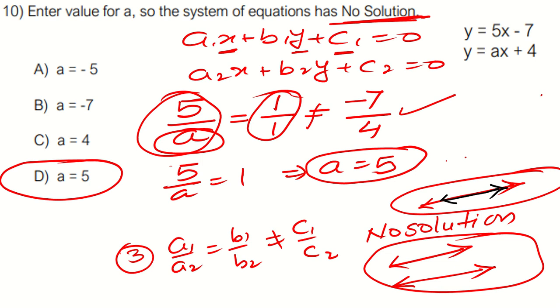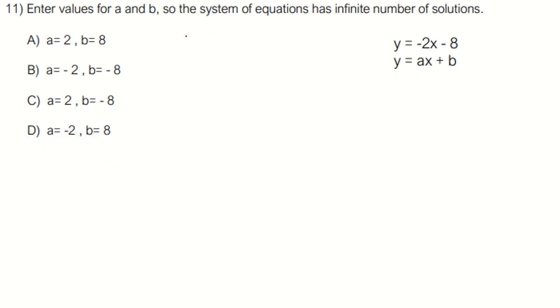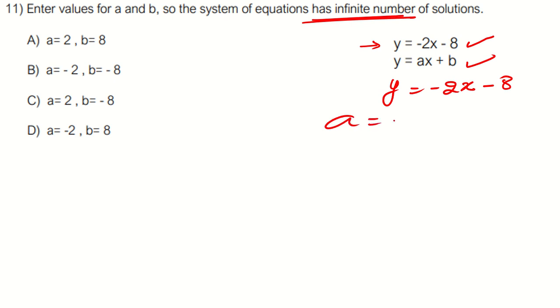Okay. Now next is enter values of a and b so that the system of equations has an infinite number of solutions. Infinite number of solutions means both equations should be the same. So see, this is y is equal to minus 2x minus 8. Here if you want to make it the same as the first equation, what will you do? In place of a you will write minus 2 and in place of b you will write minus 8. So a is equal to minus 2 and b is equal to minus 8. Do we have any such option? Yes, this is the correct option.